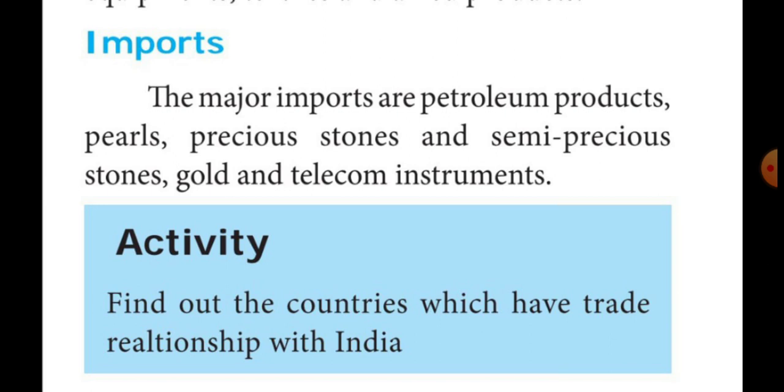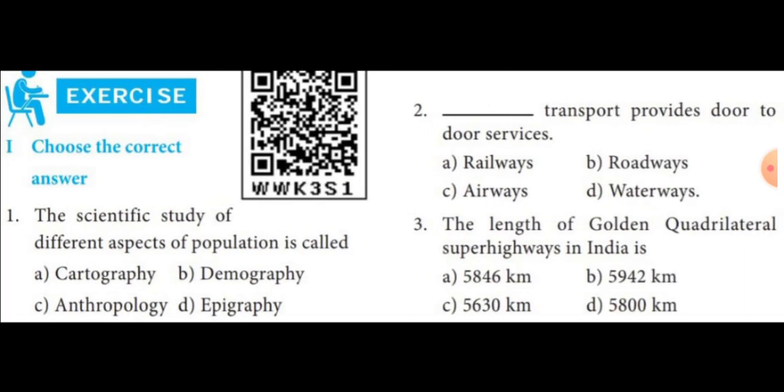Okay, students, now all take your book. Turn to the exercises page. Page number 198. Take it fast, students. Choose the correct answer. Number 1. The scientific study of different aspects of population is called demography. The answer is B option.